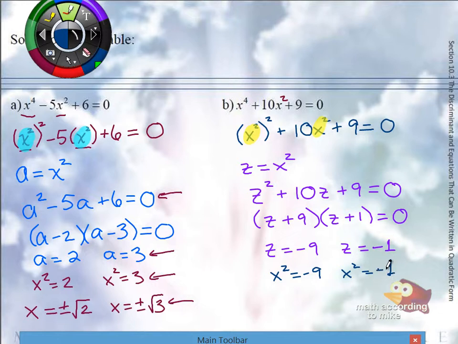So if x squared equals negative 9, what does x equal? X equals plus or minus 3i. If x squared equals negative 1, what does x equal? Plus or minus i. Don't forget about a plus or minus. Remember, you include a plus or minus when you take a square root of an equation.